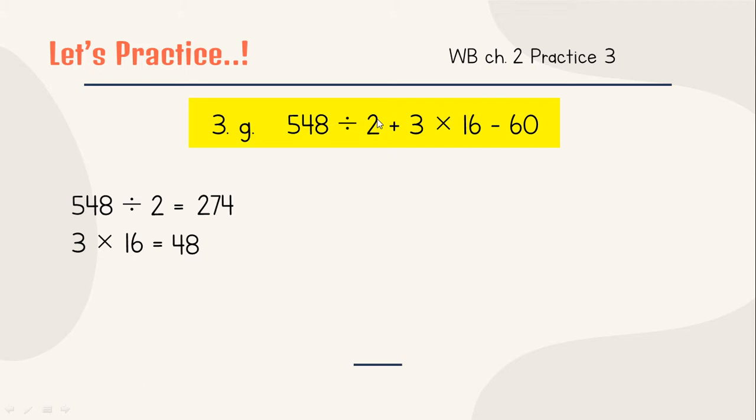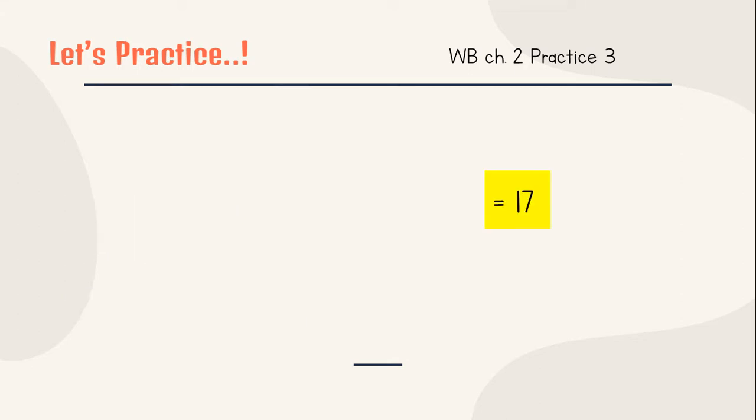We have this one, 274. We have this one, 48. So, 274 plus 48 minus 60 equals 262. That's it. Oopsie.